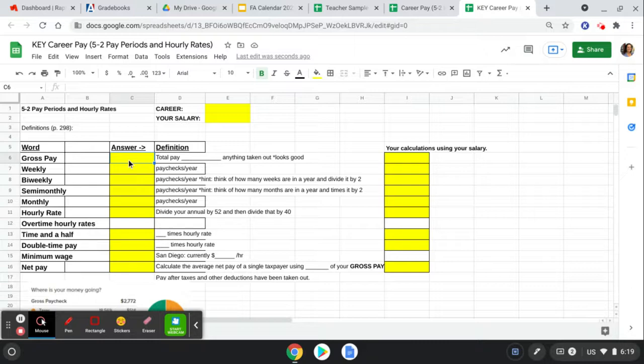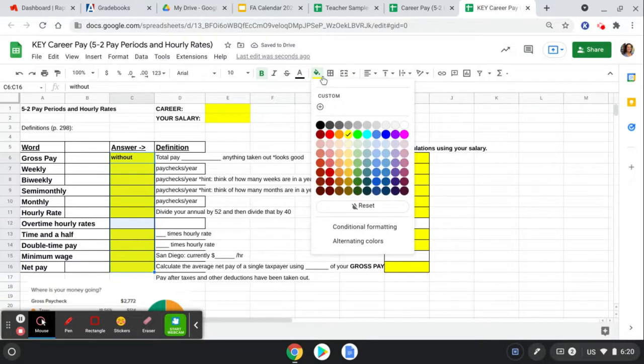But before we do that, let's get some definitions here. By the way, it says here that you can find these definitions on page 298 of your Financial Algebra by Cengage textbook. Okay, gross pay, here's the definition here to the right, is your total pay without anything taken out, meaning before any taxes, before any deductions have been withdrawn. It's the amount that your paycheck starts with up at the top.